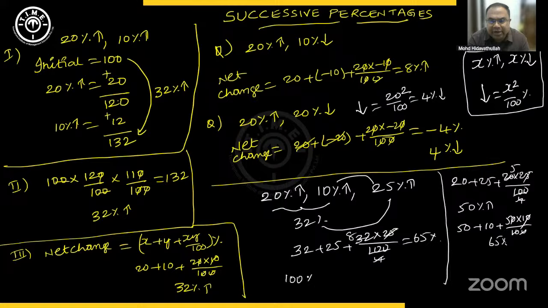100, you increase it by 20% into 120 by 100. Again, you increase by 10%, 110 by 100. Again, you increase by 25%, 125 by 100. Now, in this, you write them in any order, it is not going to affect your percentage, so it is not going to affect your answer. You take any order because this is multiplication, it will remain the same. Any order is correct.